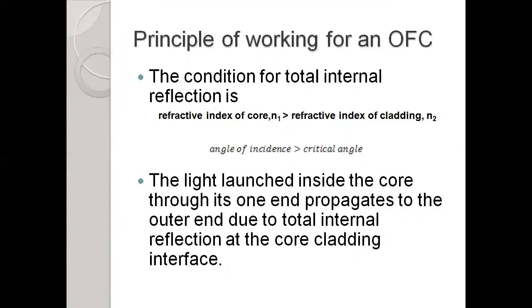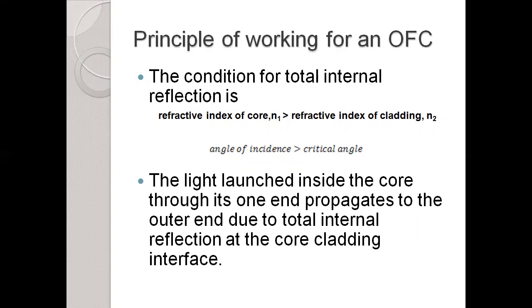Before going to the acceptance angle, on which principle can an optical fiber work perfectly? That is total internal reflection. To have total internal reflection of all the signals which enter an optical fiber, it should satisfy certain conditions: the refractive index of the core material should be greater than the refractive index of the cladding material, and also the angle of incidence at the core to cladding interface should be greater than the critical angle.